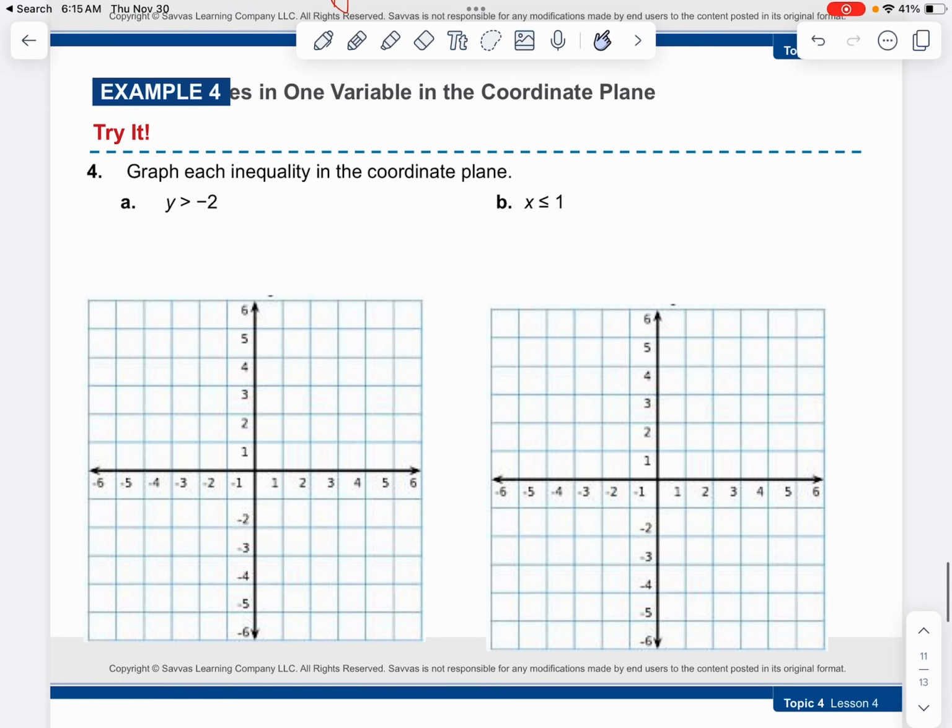Go ahead and pause the video, complete the try it problems, and then unpause to check your solution.